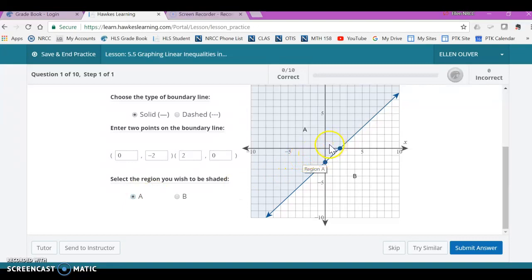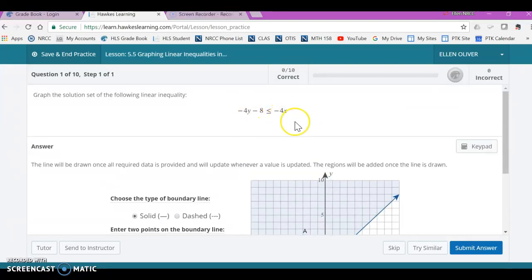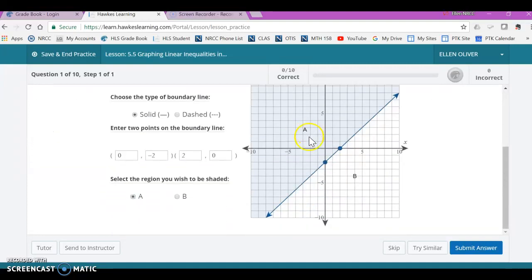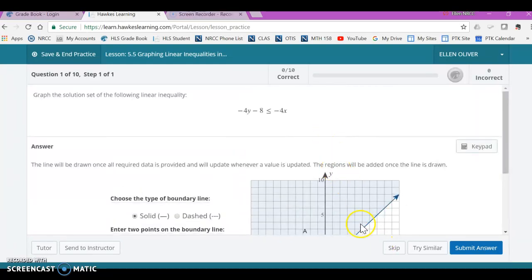You can also, the software teaches you to plug in, if the line doesn't go through (0, 0), plug (0, 0) into your original equation and see if you get a true statement. If you get a true statement, you're going to shade on the side that includes (0, 0). If you get a false statement, you're going to shade on the side that doesn't include it. If the line goes through (0, 0), you can just plug in any other point, (1, 1), or any other point that is easy to do the arithmetic for. On one side of the line or the other, just plug it in, true or false. If true, shade the side that includes that point. If false, shade the other side.